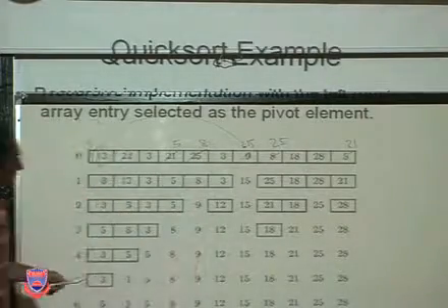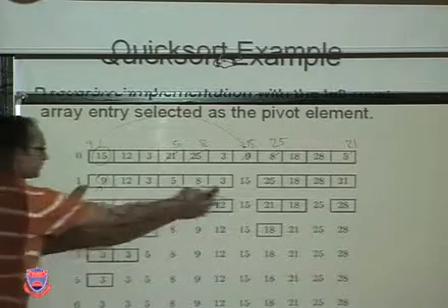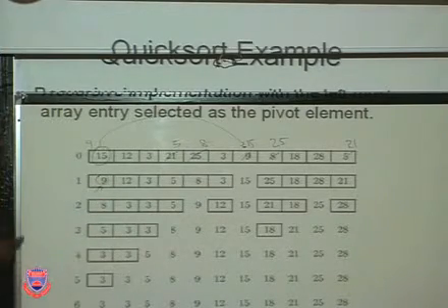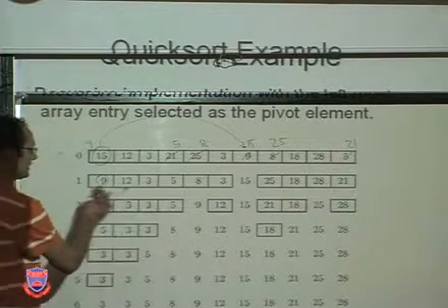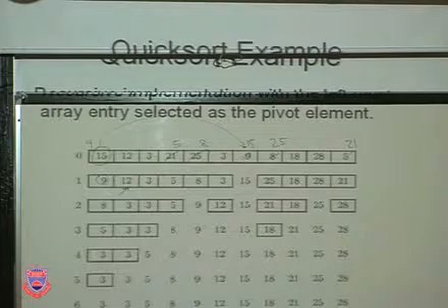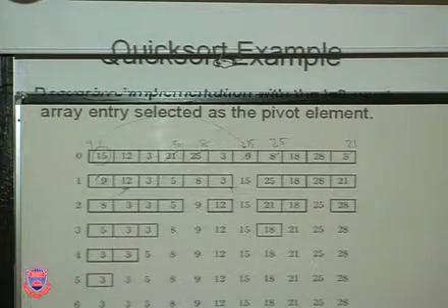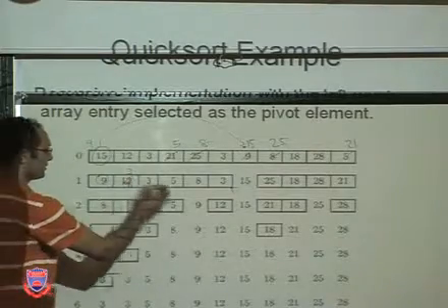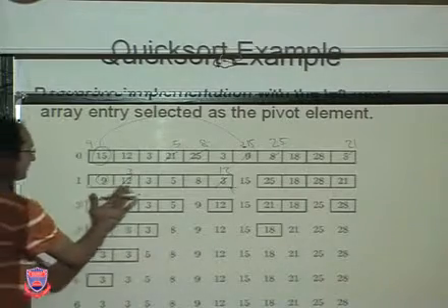And then next thing, I will go with 9. This is my pivot for this part of the array. That is called the second step of the recursion. And then I will compare, is this bigger than 9? Yes. Is this smaller than 9? Yes. So I will just do a swap. This will be 3. This will become 12, right? And then I will continue to find a bigger element.